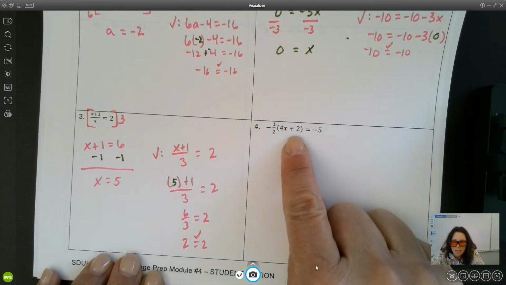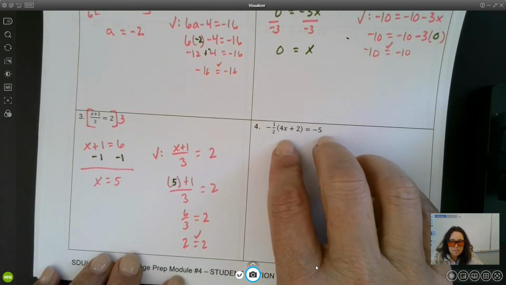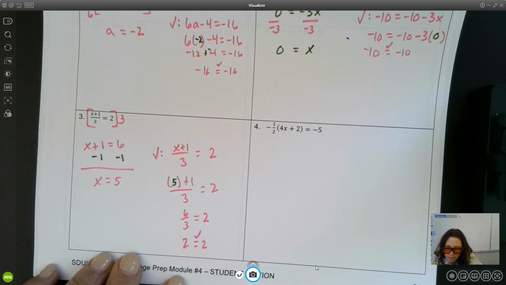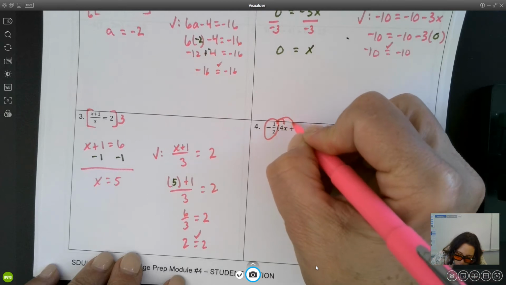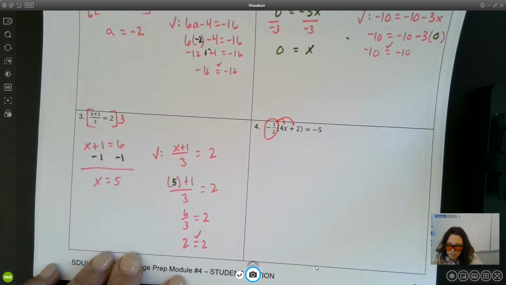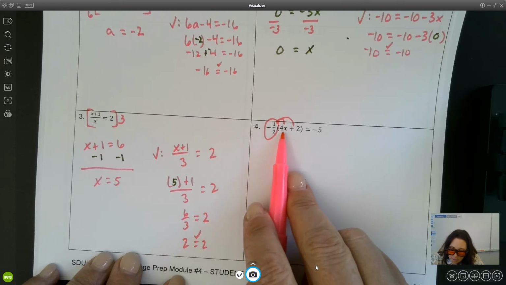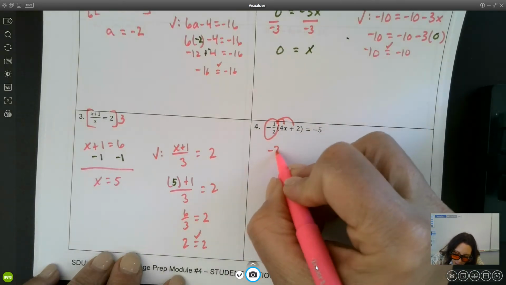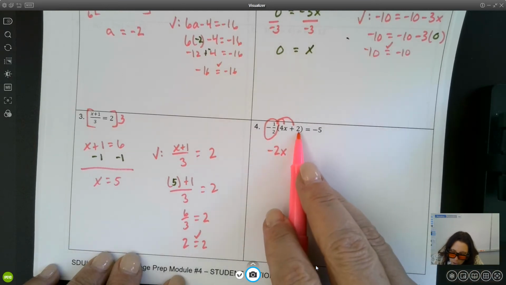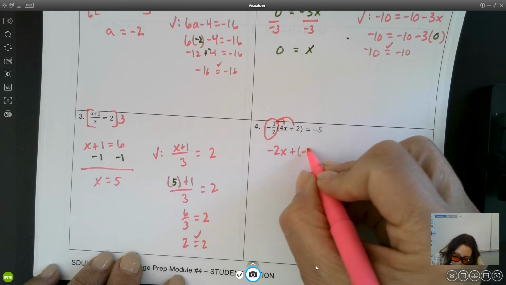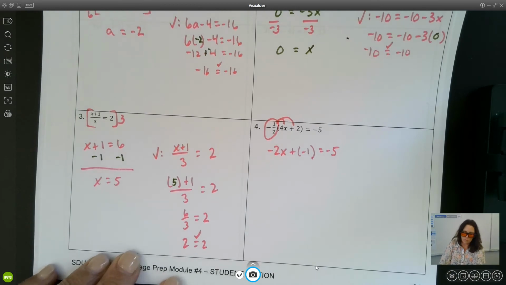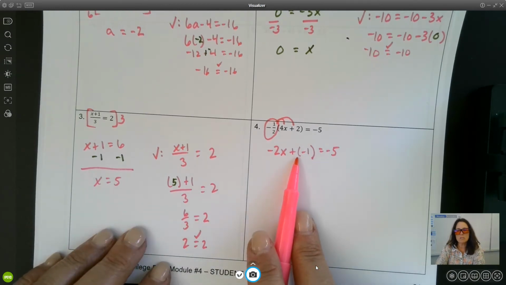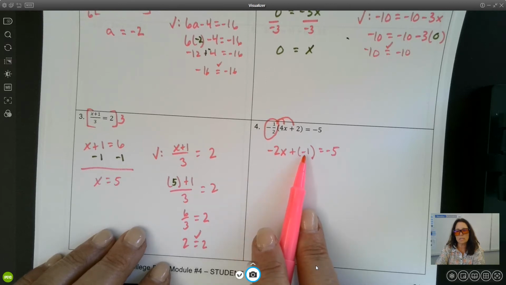All right, this guy. We need to remember back to module 3. And this negative a half is going to distribute. If I take half of 4x, that's 2x, but I need a negative on that. If I take half of 2, that's 1, but I need a negative on that. So there's my new and improved equation. You could very easily put negative 2x minus 1 here, if you'd rather.